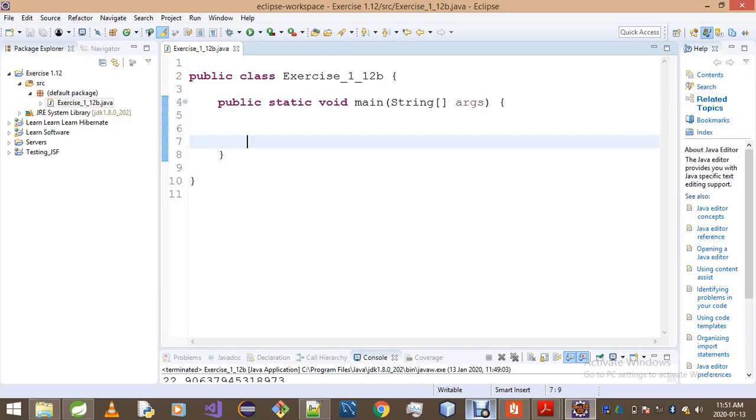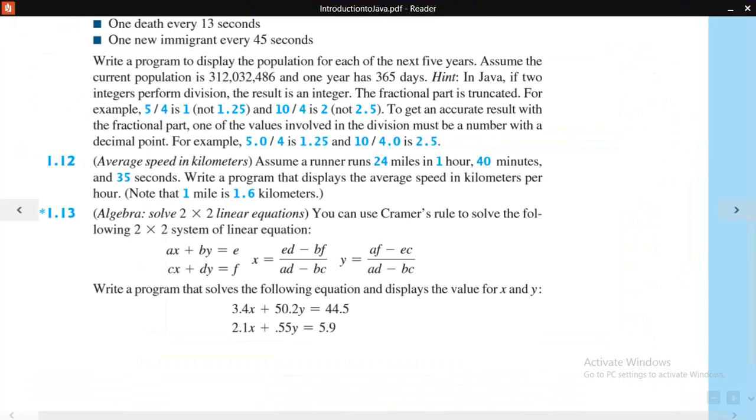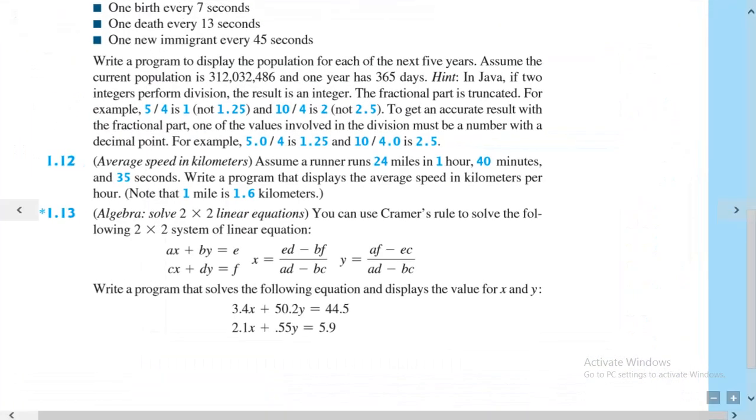Today we're going to be doing exercise 1.12 and we're only going to be having one solution for this exercise. The reason being it's pretty straightforward if you ask me. So without any waste of time, let's get on to the question. What they said here is assume a runner runs 24 miles in 1 hour, 45 minutes and 35 seconds. Write a program that displays the average speed in kilometers per hour. Note that 1 mile is 1.6 kilometers.